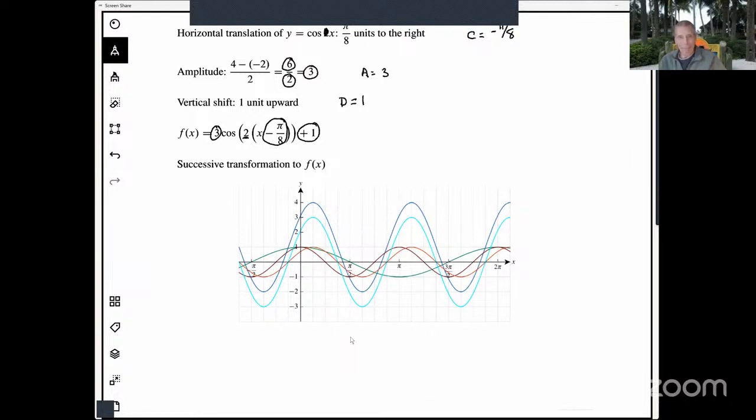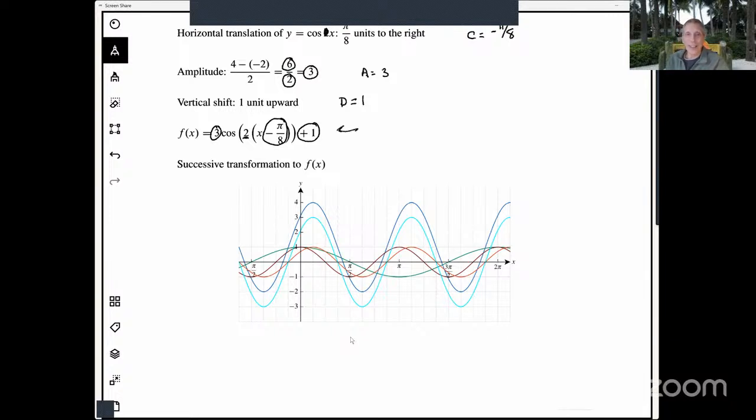Here's my attempt at successive transformations to get to the graph of y equal f of x. I think I've got 1, 2, 3, 4, 5 in there. So here's for tomorrow morning at 8 o'clock. See if you can write an expression for each one of those graphs and somehow determine how I got from y equal the cosine of x to eventually this expression right here. So that's kind of cool.